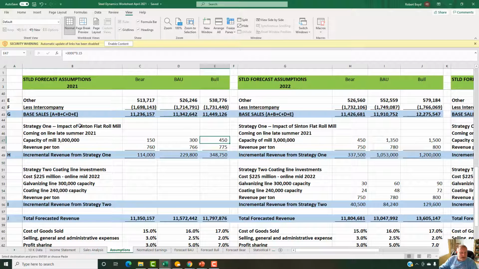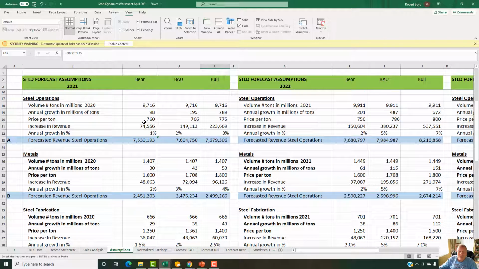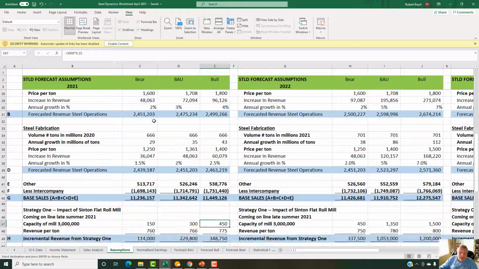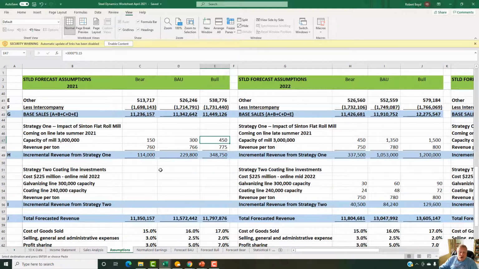Now, this is an assumption that it's not coming on until half the year is done. And I made the assumption that the revenue per ton is going to be same that I'm using up here. So there's a level of consistency. But if I change one of these numbers here, it'll flow through the entire estimate. So that's the strategy there.